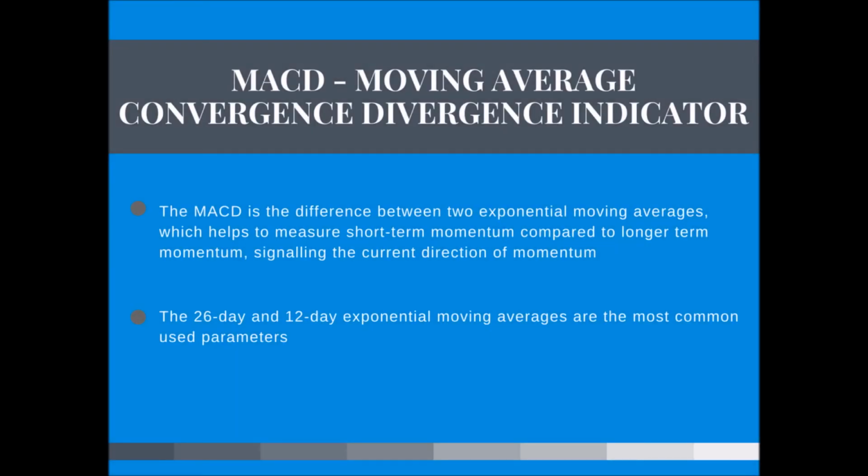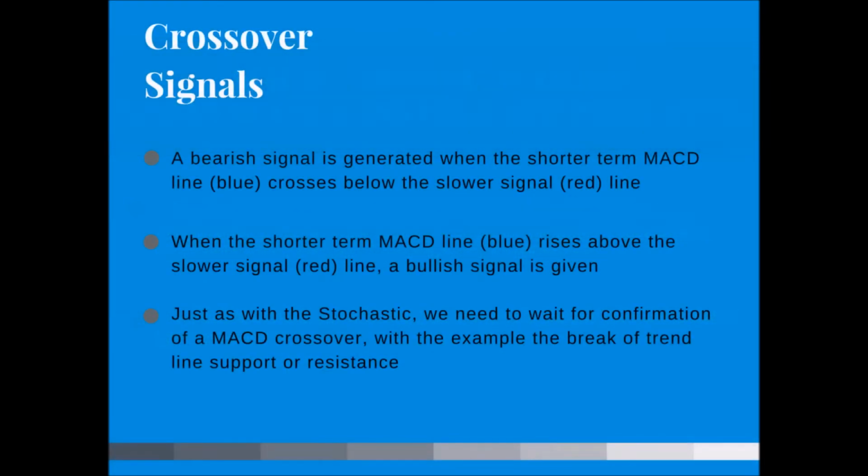The MACD, Moving Average Convergence Divergence indicator, is the difference between two exponential moving averages, which helps to measure short-term momentum compared to longer-term momentum, signaling the current direction of momentum. The 26-day and the 12-day exponential moving averages are the most commonly used parameters. Again, crossover signals. The MACD is quite a good indicator and one I think worth monitoring with the slow stochastic, if you can fit them all on your chart, that is.